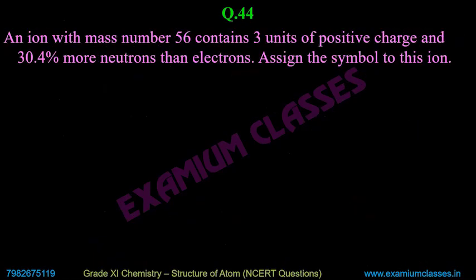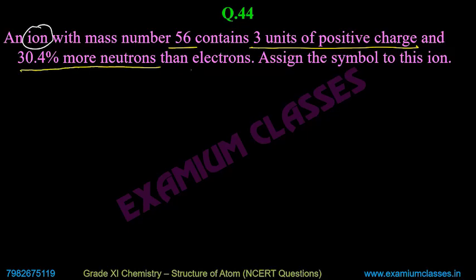Otherwise, the answer will be wrong. An ion, again, with mass number 56 contains 3 units of positive charge. Positive charge means it has lost 3 electrons as compared to its neutral atom.